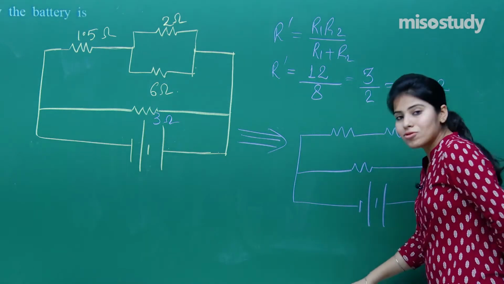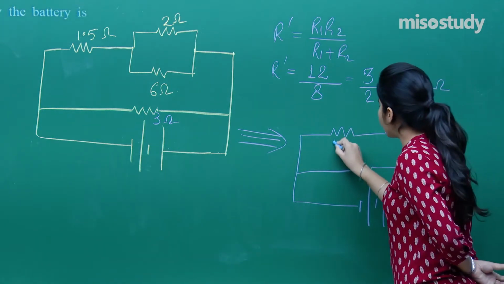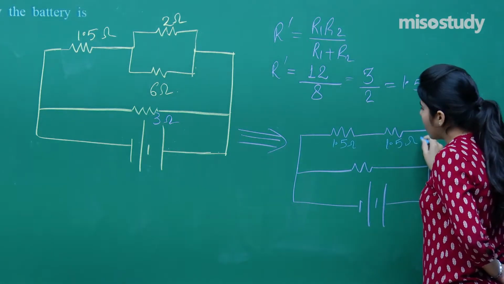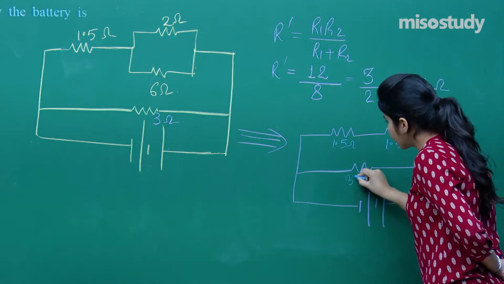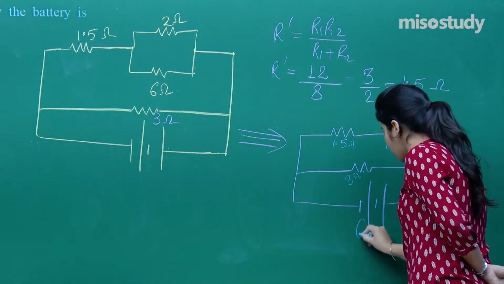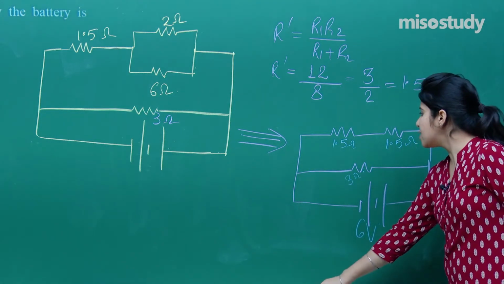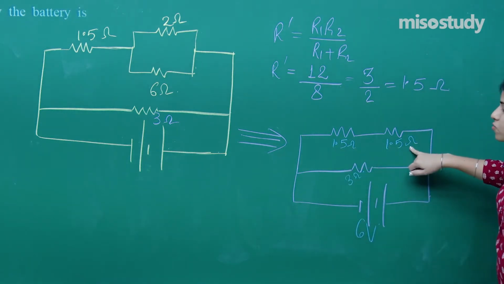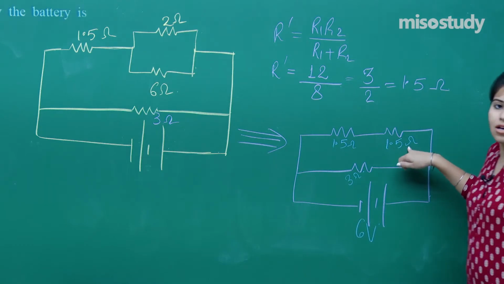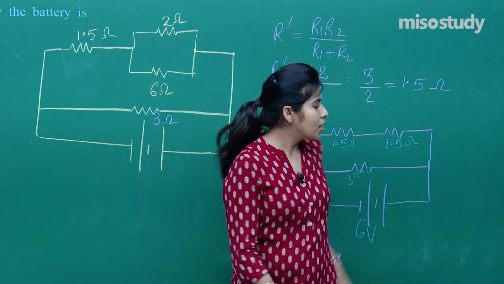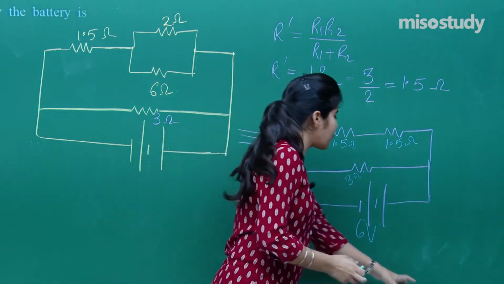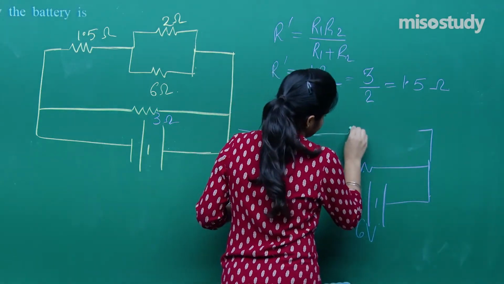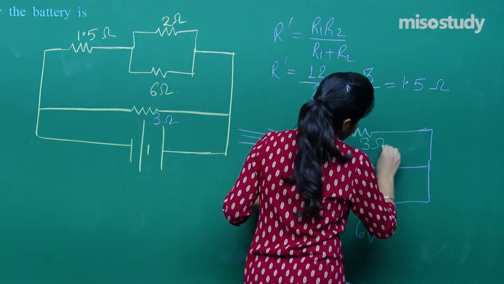Like this. Now, this is your 1.5 ohm resistor. This again has 1.5 ohm and this is 3 ohm. And this battery has been given as 6 volt. Now, again what we can see here, if I take the combination 1.5 plus 1.5, because they are connected in series, the combination is 3 ohm. Now, it will be more simplified. I can write it as 3 ohm. So, this is 3 ohm.